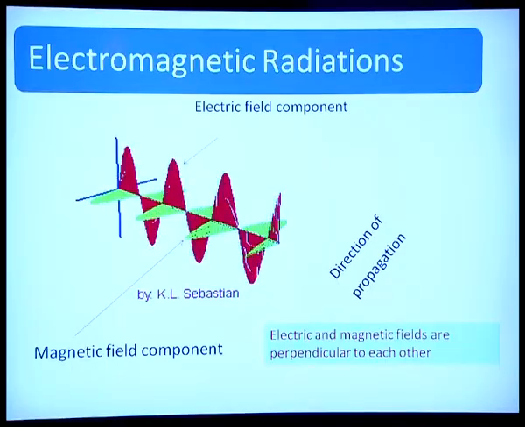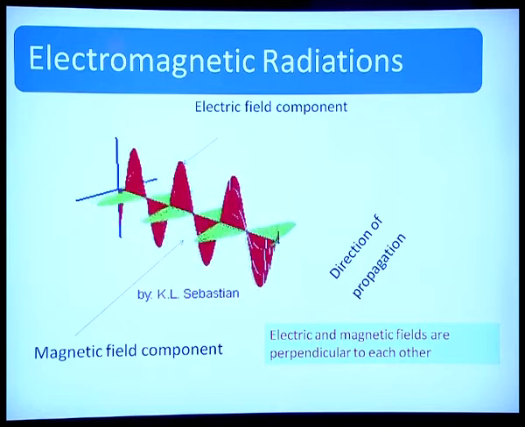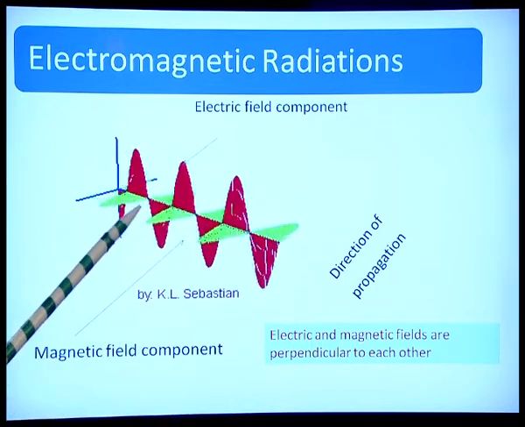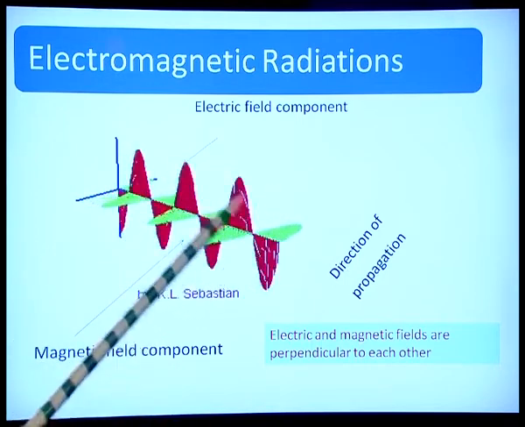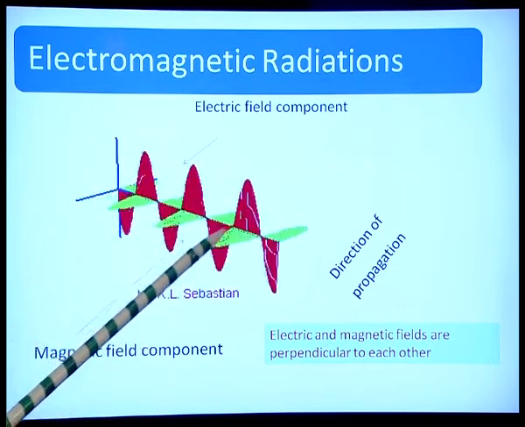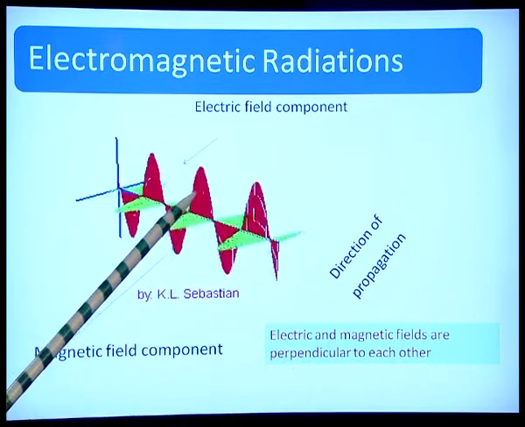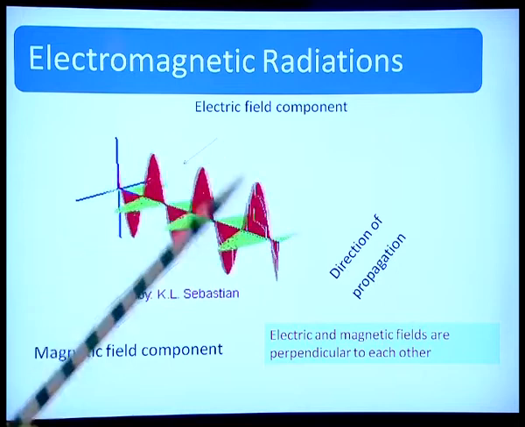Electromagnetic radiation is a kind of energy which is transmitted through space in the form of electric and magnetic fields as shown here. You can see the beautiful picture of electromagnetic radiation on your screen. This is the direction of propagation of the wave, and the electric field component and the magnetic field component are perpendicular to each other. It is quite visible here in the picture.